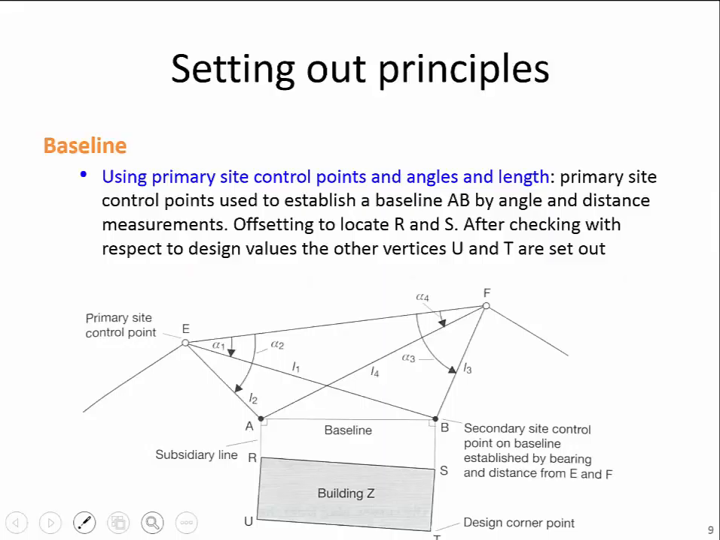Another way is to use combinations of angles and distances to place points of the building. In this case, you've got a primary site control at E and a primary site control at F, and we have a baseline from E to F. What we then do is set up secondary site controls, which are created purely for setting out this building, at A and B. And we've got a baseline running from A to B. We can set the position of A and B because you know the distances and the angles as we look to them, so we can use geometry to do that. And then we've got offset distances from A and from B to the building itself.